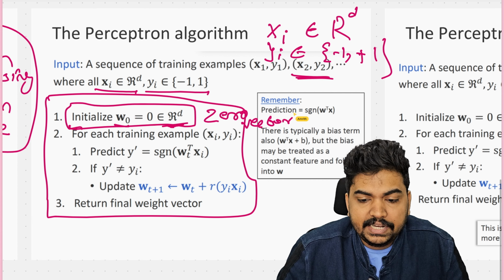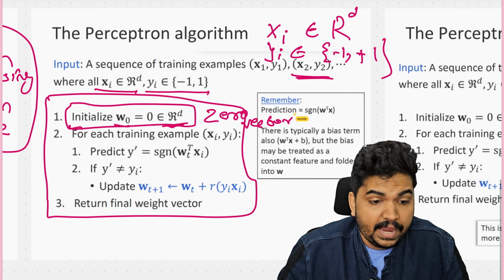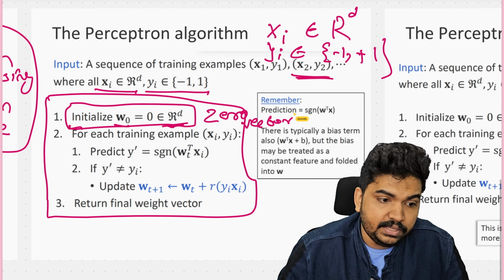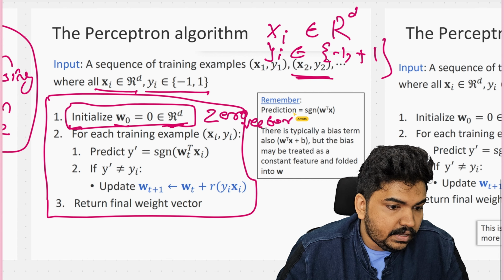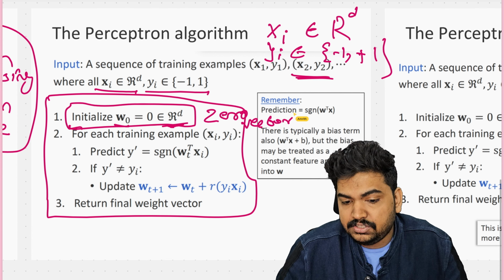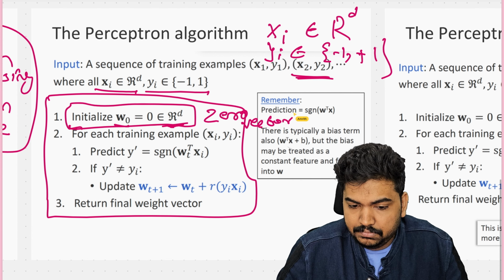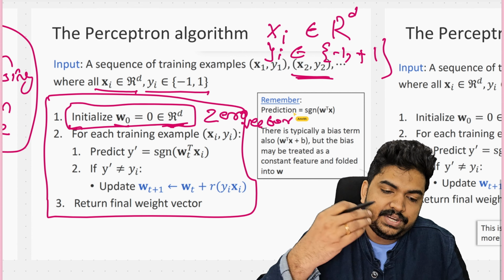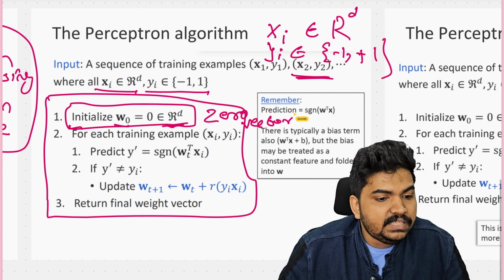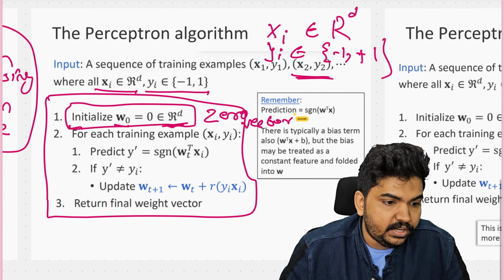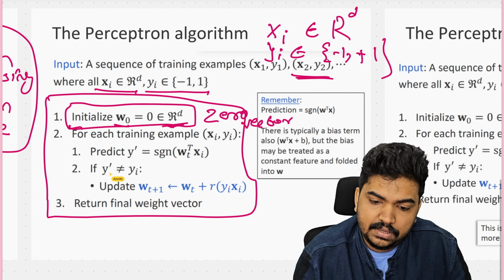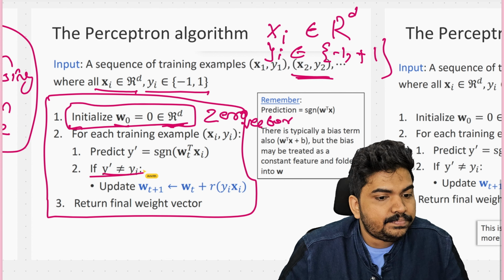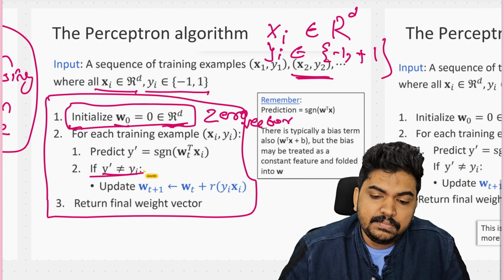Now if the predicted label y dash and the true label are the same, then nothing has to be done. We just go on to the next training example. But let's say the predicted label, y dash, and yi, the true label, are not the same. That is where the second condition is, right? If they are not the same, then that implies there is a mistake.